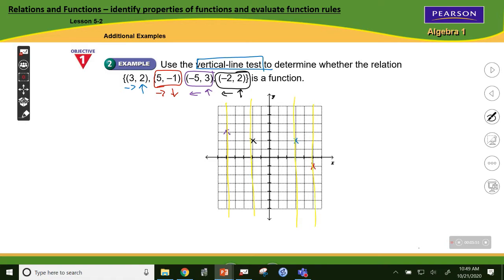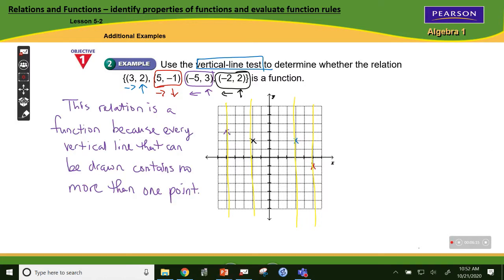Each one of the vertical lines that I have just drawn hit exactly one of the points in the relation. Because they don't hit more than one, they are indeed a function. If any of my vertical lines hit more than one point, then this would not be a function. So I'm going to sum that up with a quick sentence.